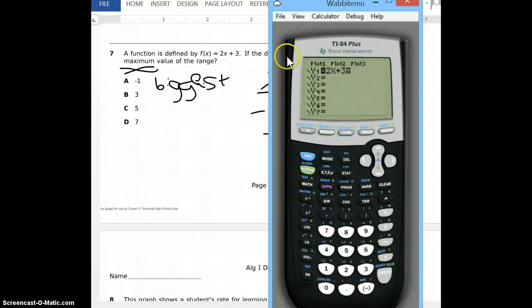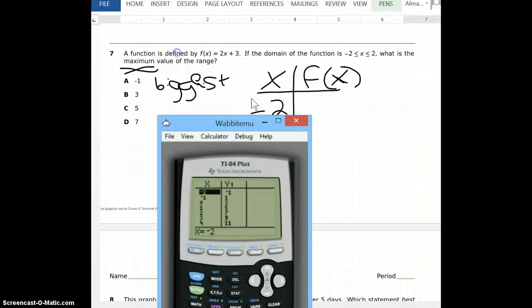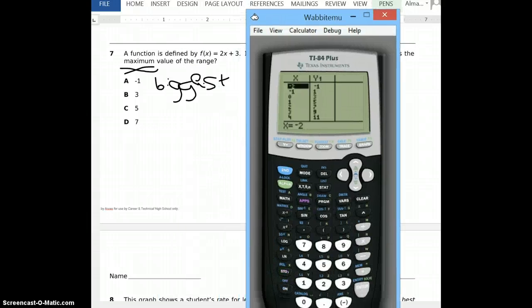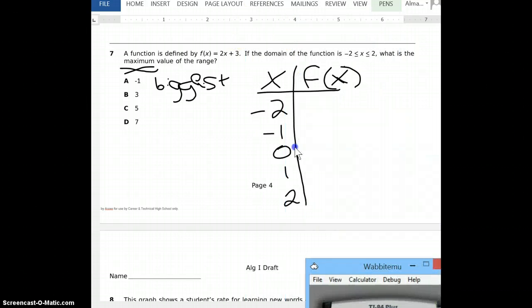Second graph. I am looking at the x's from -2 to 2 because that's what my problem tells me. My domain is from -2 to 2. And I'm looking for the biggest value in the range, which I'm going to pretend is y even though they have f of x. And the biggest number that I have between -2 and 2 is 7. When x is 2, when I plug in a 2, I get out a 7. 7 is bigger than 5, 3, 1, and -1. So my answer has to be B.